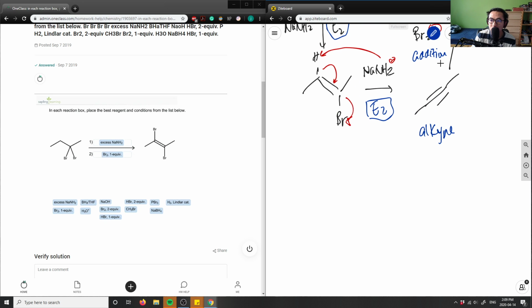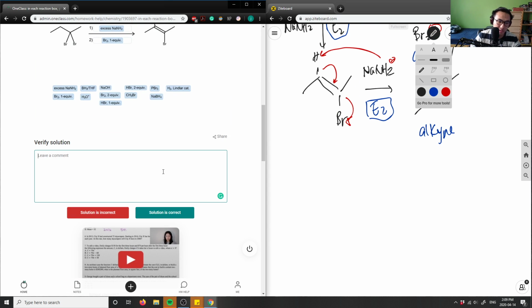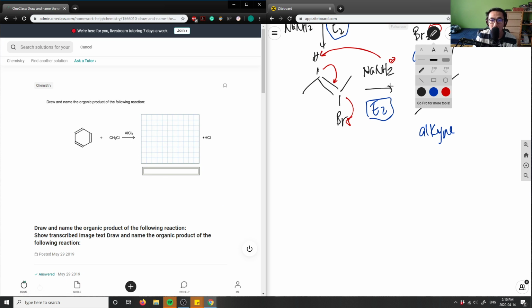So let's look at number 2. The solution, again, is correct, right? So I can say that this is a great solution, but I wish there was more. I wish you showed the mechanism behind NaNH2, the E2 elimination using sodium amide, and the addition reaction with Br2 across the triple bond. But either way, the solution is correct, right? So I'm going to say the solution is correct, and that's our number 1 here. Okay, number 2.